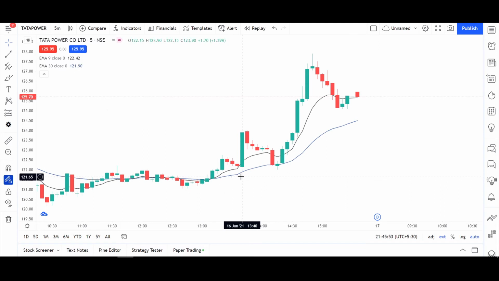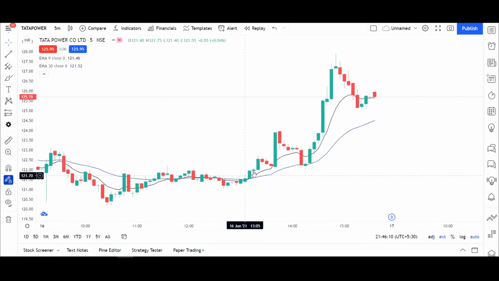From 0.35 to 0.6, 0.7075. What a trailing stop loss does is it books your profit automatically, and also it lowers your risk in the trade.